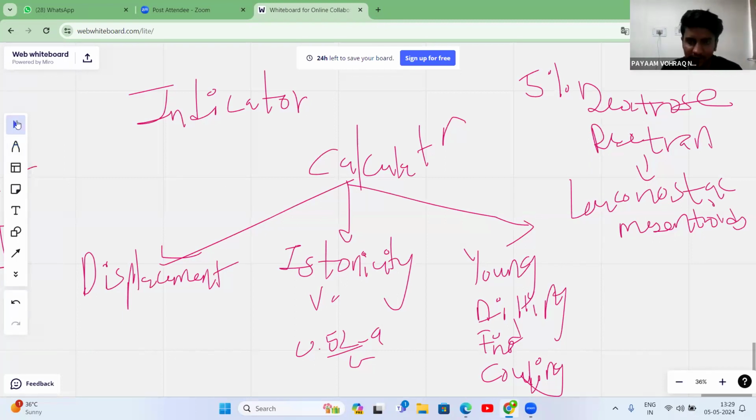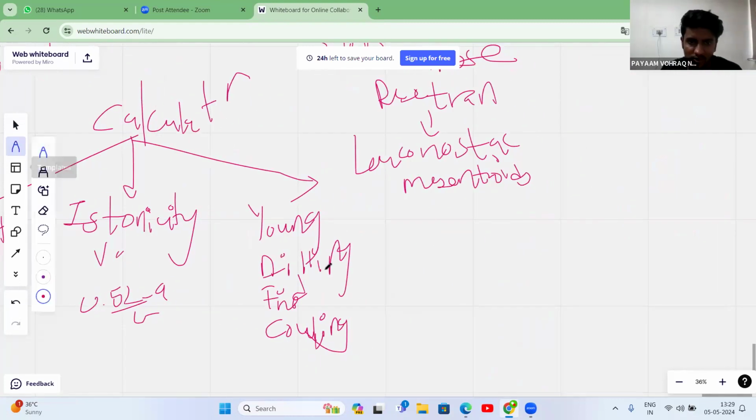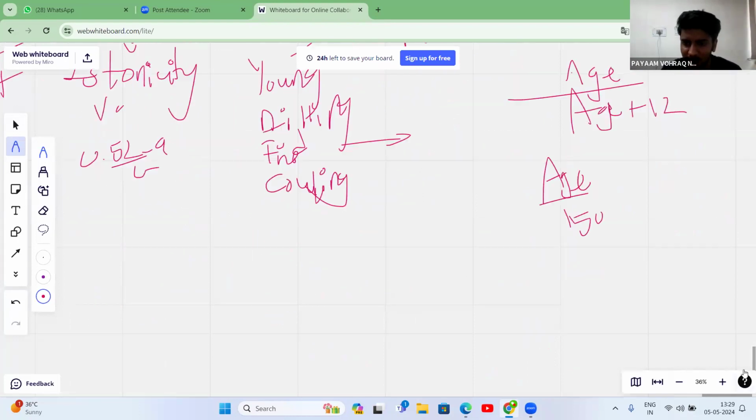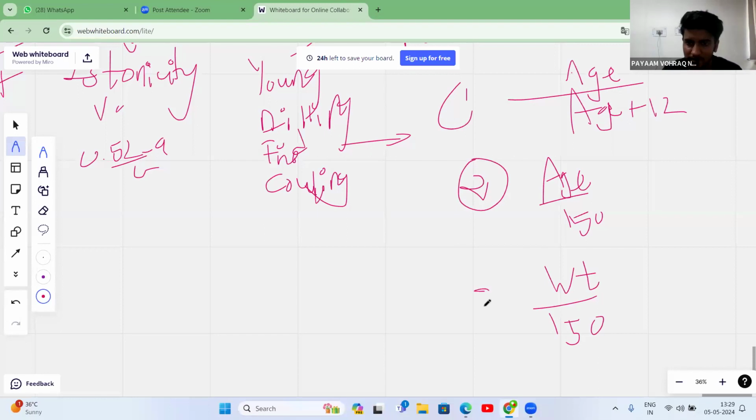Right? Moving on, we have formula posology. Suppose I'm writing one formula, age upon age plus 12. Whose is this? Then I'm writing a formula, age upon 150. Then I'm writing a formula, weight upon 150. Can you tell me which formula is for what? The first is for? Yes, guys. Keep the josh high. Young's is the first one. Second one is age upon 150. Weight upon 150 is?